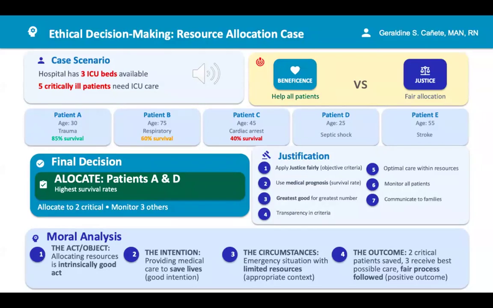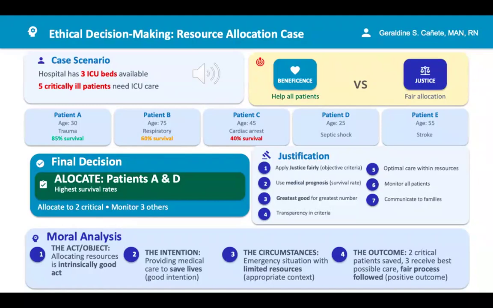Now, here's the justification for that decision. We apply justice fairly, which is the objective criteria. Now, the decision is based on objective medical criteria, which is the survival rate, and is applied fairly to all patients. We use the medical prognosis for the survival rate. The decision prioritizes those who are most likely to benefit from ICU care.